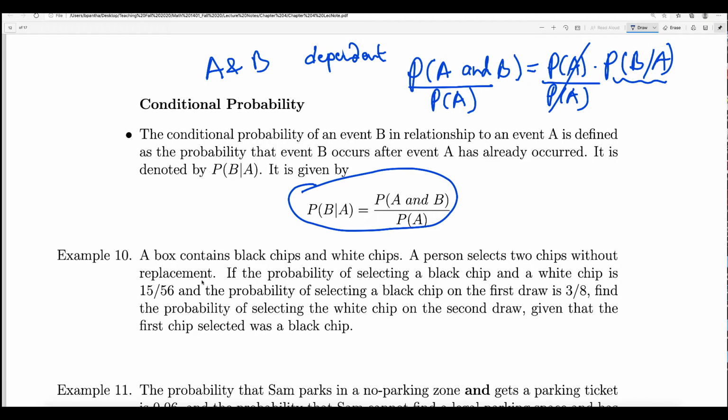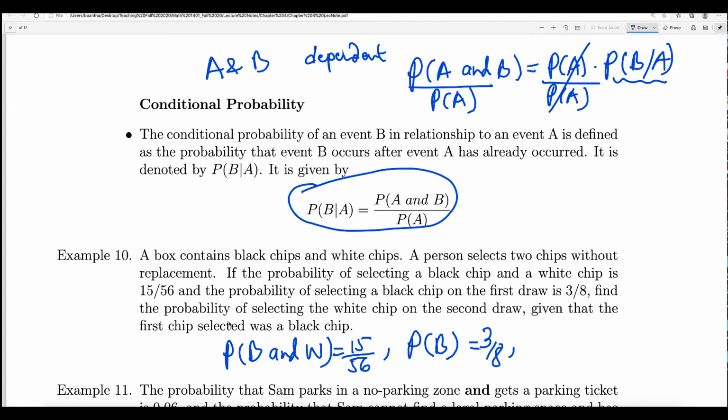Okay. Let us do example number 10. A box contains black chips and white chips. A person selects two chips without replacement. All these formulas are for dependent events, so a person selecting two chips without replacement means the events are dependent. The probability of selecting a black chip and a white chip is 15 over 56. This is given. And the probability of a black chip on the first is 3 over 8.